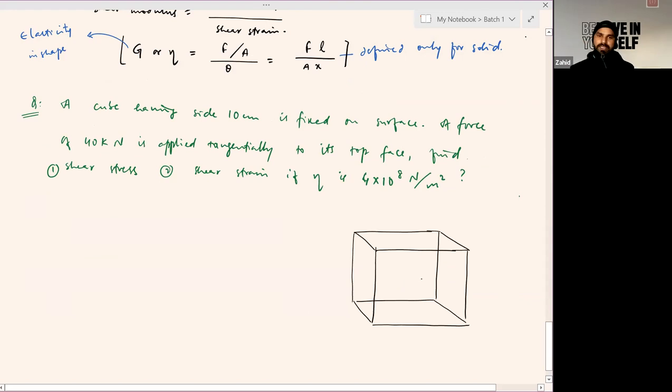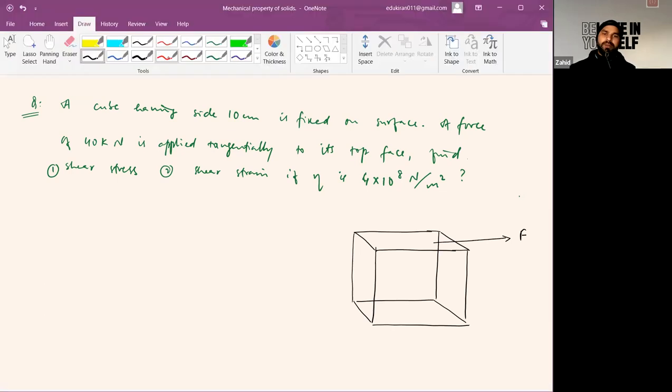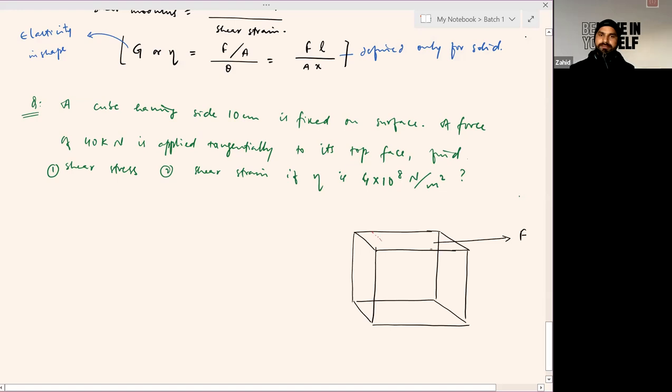Suppose you have a cube like this, having side 10 centimeter, and a force is applied tangentially along this direction, due to which there is deformation in it. Try to find.